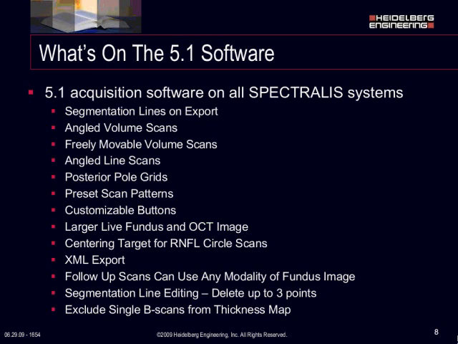You can also, on the thickness map now, exclude B scans. If for some reason there is something wrong with one of the B scans, the patient may have moved and the image got cut off a little bit, you can exclude that B scan from the thickness map itself.